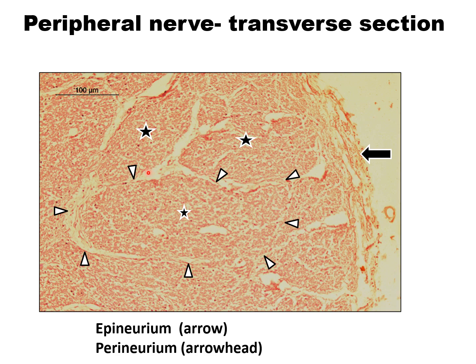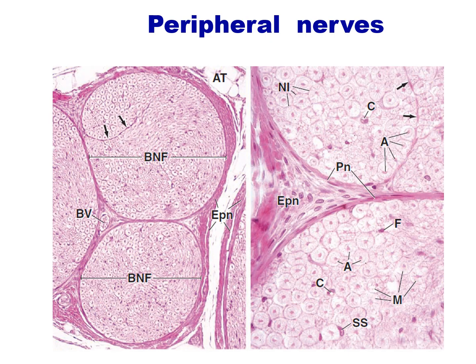So this shows a perineurium and the bigger arrow shows epineurium. In higher magnification, the endoneurium is visible. BNF is the bundle of nerve fibers. This is in hematoxylin and eosin stain.